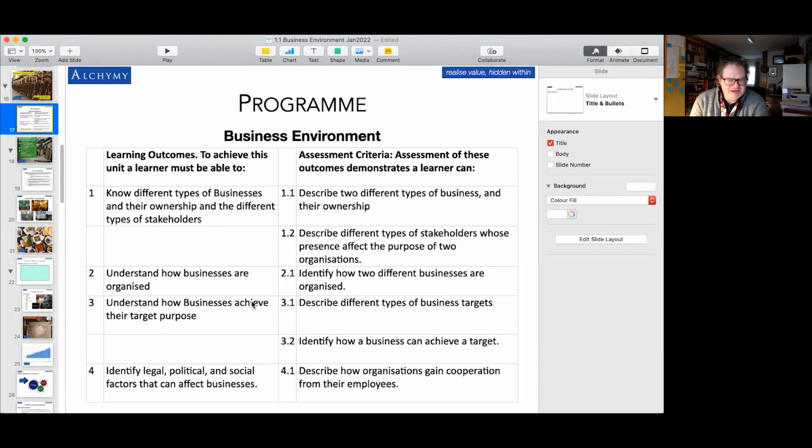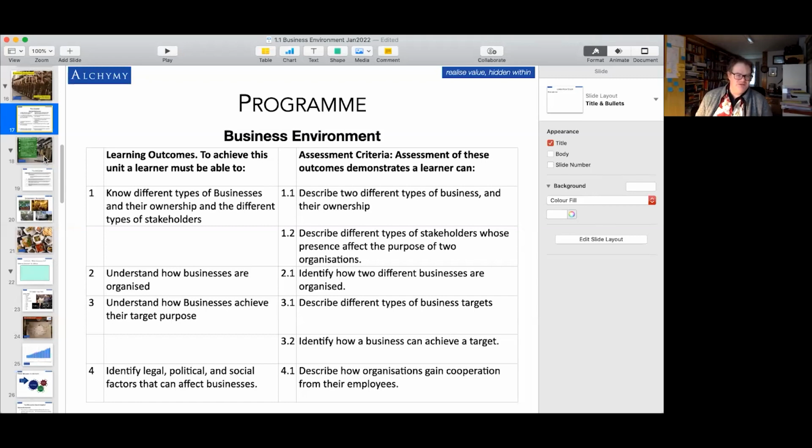We also want to understand how businesses are organized. Well, it's fairly easy with a small business, but if it's a bigger company like Levi's or Apple Computers or Nissan Motor Cars, how is the business organized? Well, we want to explore that, and identify the differences between different types of businesses. We want to understand how businesses achieve their target purpose, in terms of how they set objectives and how they link to their core purpose. And we want to look at the outside environment, the legal, political, social, economic, environmental, technological environments that surround every business. So that's what we're about.